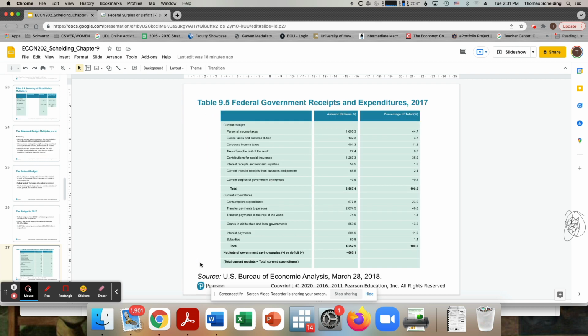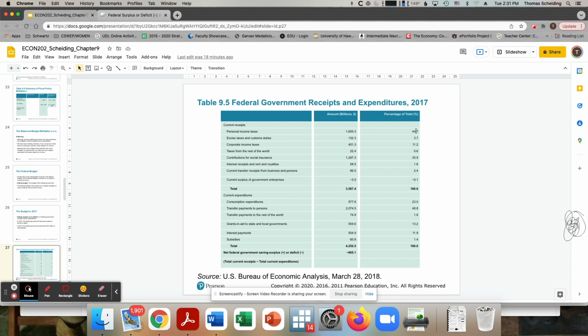Where is it going to, I guess? Where is it coming from? Where are the receipts coming from? Where are the expenditures going out? So here we've got our current receipts. Again, all this is data that's coming from 2017. You don't have to rely on this. We could update all of this by going to FRED, and we could do that, but I'm not going to do it here.